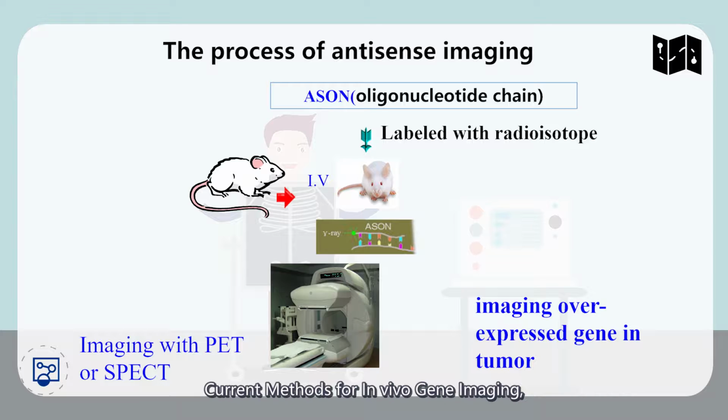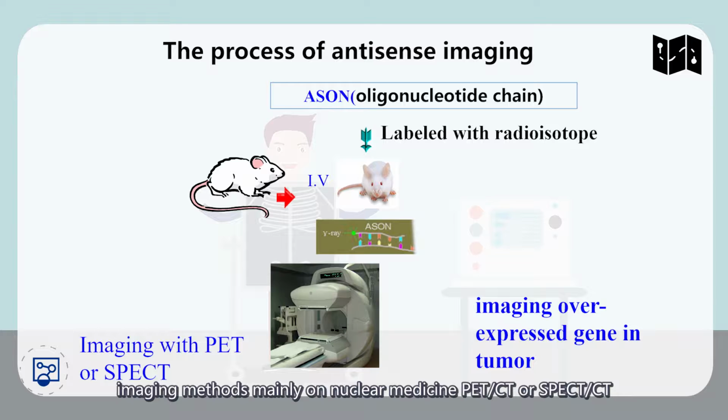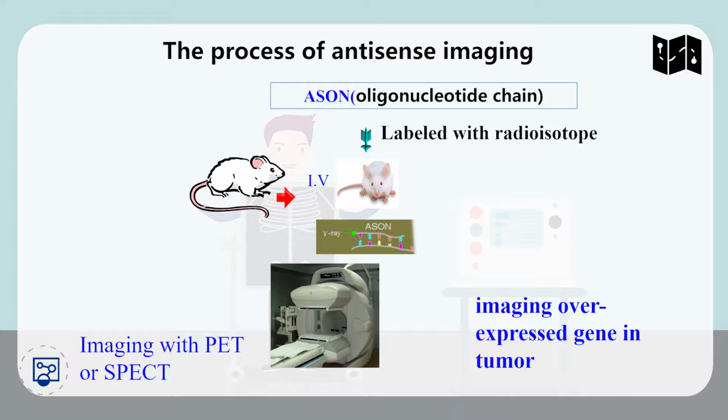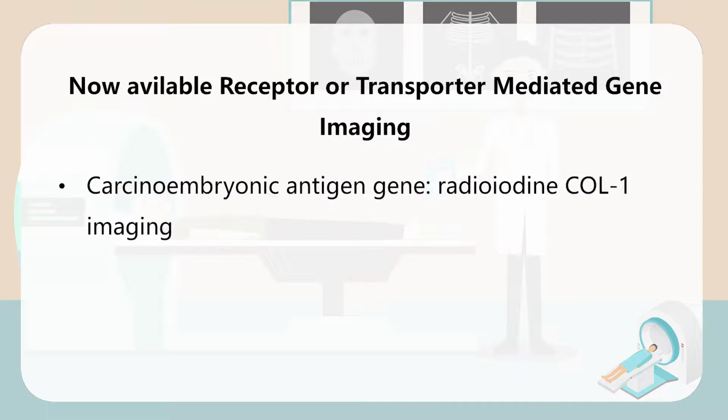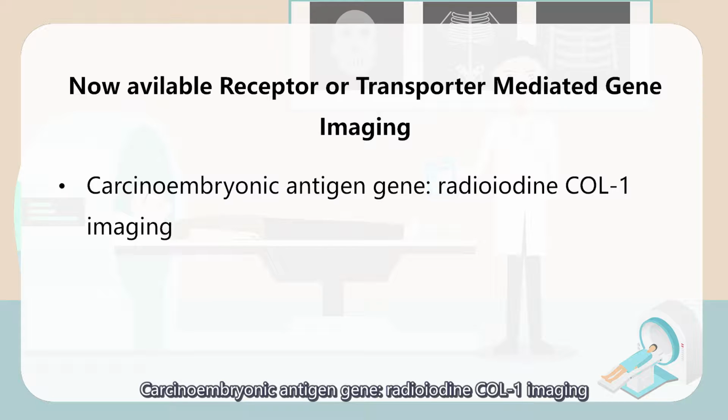Current methods for in vivo gene imaging. First, marker protein expressed intracellularly or on the surface of the cell membrane. Imaging methods are mainly in nuclear medicine, for example, PET-CT, SPECT-CT. Now, available receptor and transporter-mediated gene imaging is as follows. First, carcinoembryonic antigen gene, we call it CEA. We can use radioiodine labeling.